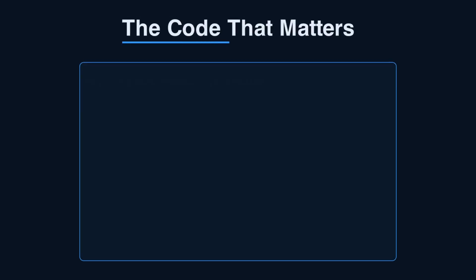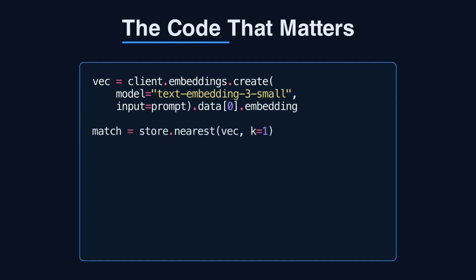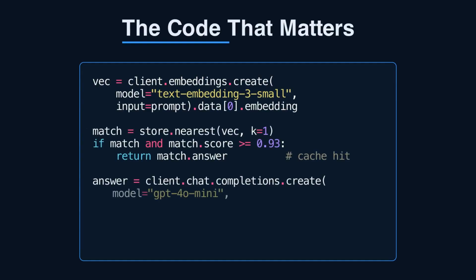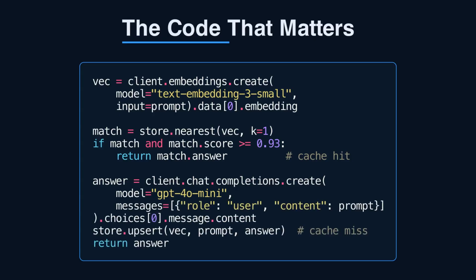Here's the core in Python. We embed the prompt, search the vector store, and branch on the best score. Note the threshold comparison. That single number decides everything. Cosine similarity runs from -1 to 1, where 1 is identical meaning. For paraphrase detection, a threshold around 0.92 to 0.95 is a reasonable starting point, but you must tune it against your own data. Too low and you serve wrong answers. Too high and you barely cache anything.